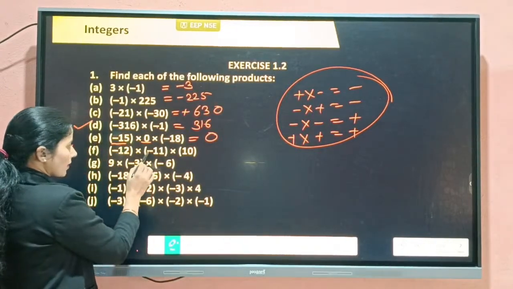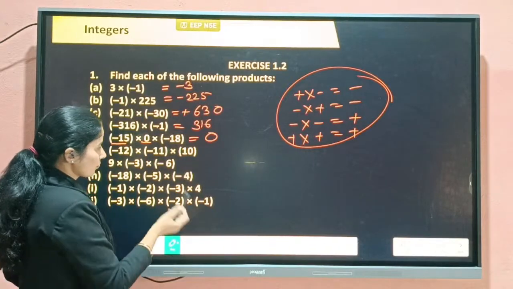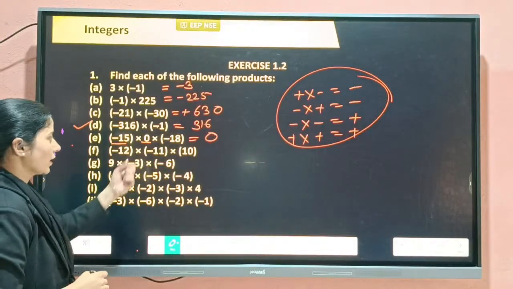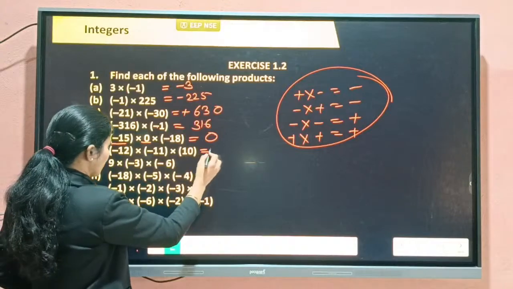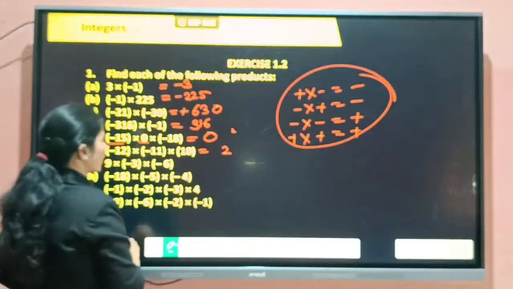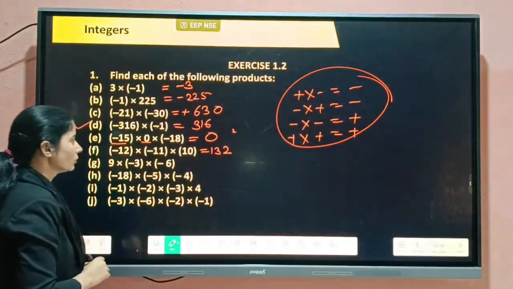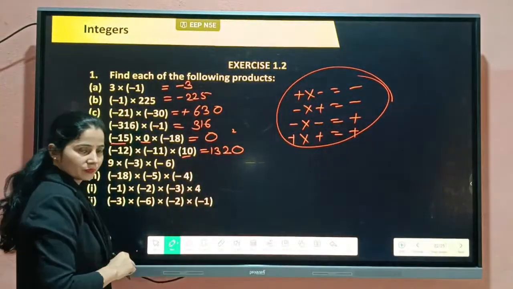Next is minus 12 multiplied with 11 and then multiplied with 10. This minus minus is plus, and it is also plus, so plus multiplied with plus will be plus. 12 and 11 we have to multiply. 11 twos are 22, then 2 elevens are 11 and 2, 132. With 10 you will put 0.